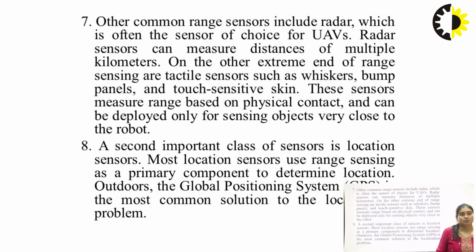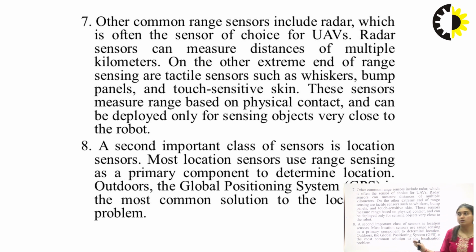Now, the other common range sensors include radars, which is often the sensor of choice for UAVs, and radar sensors can measure distances of multiple kilometers. On the other extreme end of range sensing are tactile sensors. So in these points, I am discussing the different types of sensors, the basic difference between the passive and active sensor, and there are many examples of sensors.